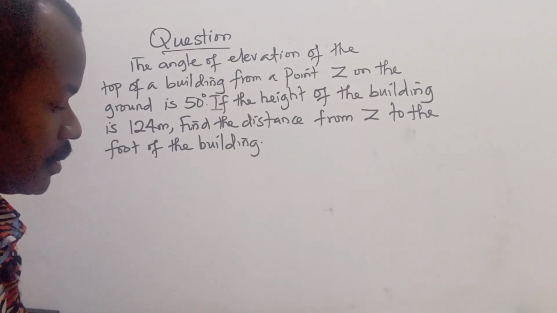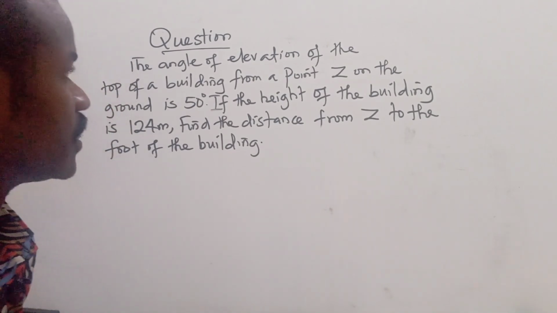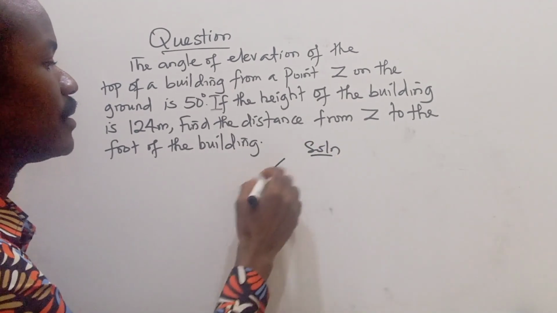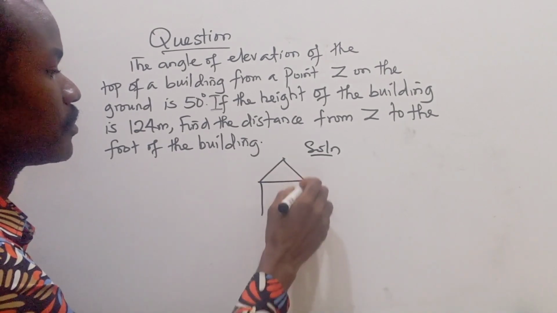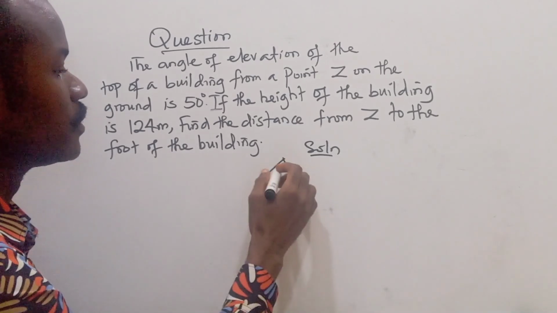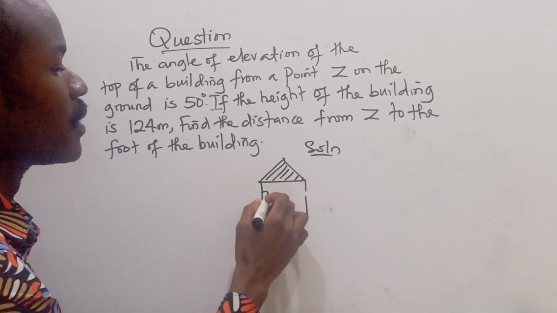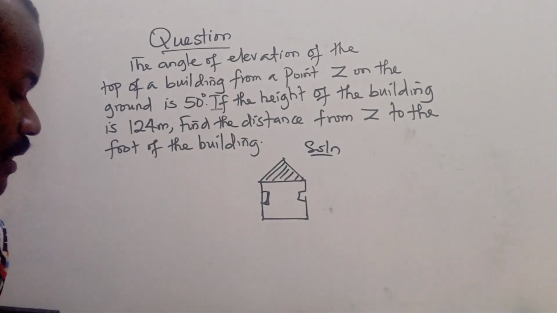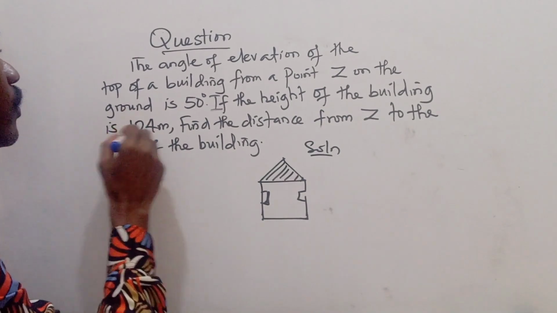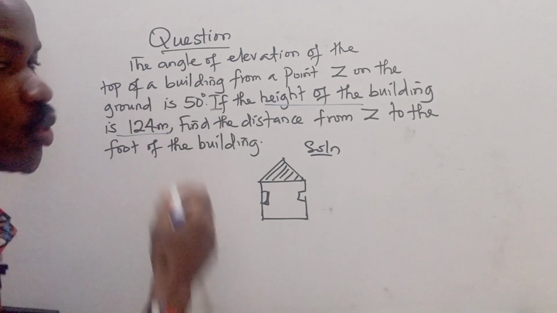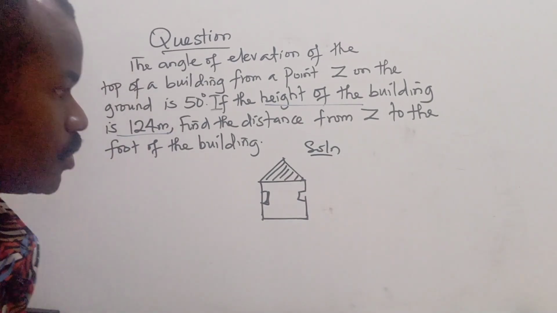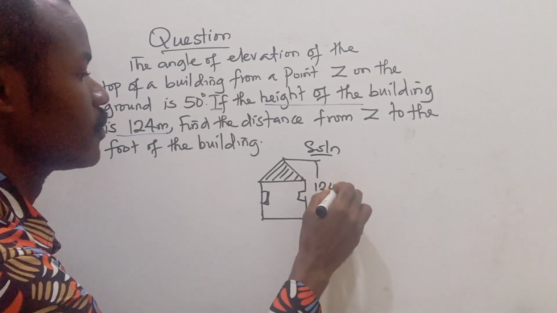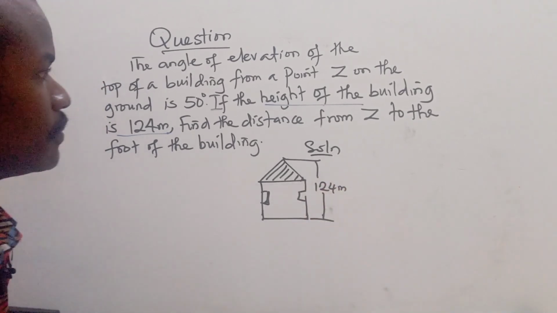All right, so the first thing is I want to introduce a sketch here. We have a building, so in our solution, let's say this is the building. The building has a height of 124 meters. So the building has this height of 124 meters.